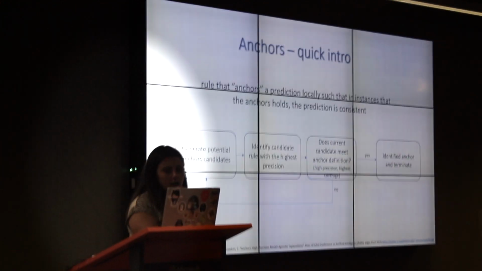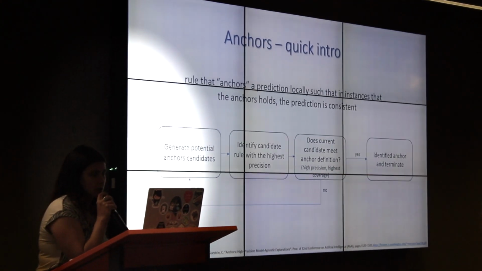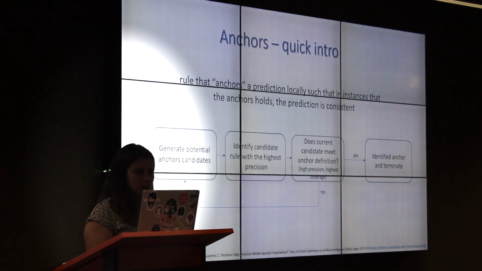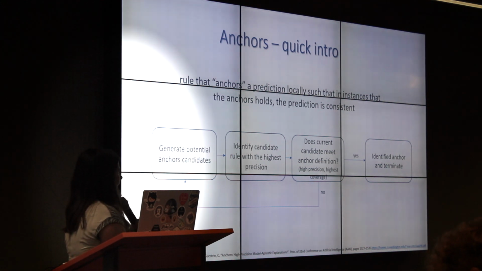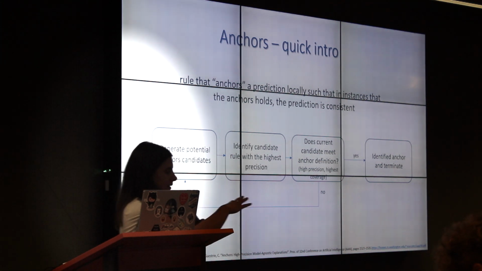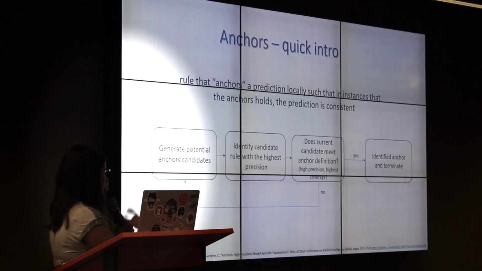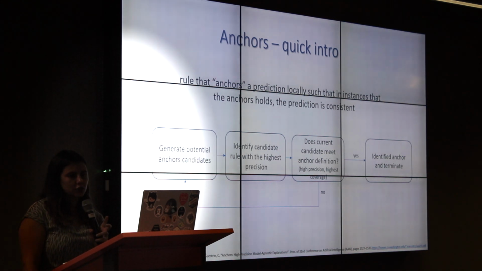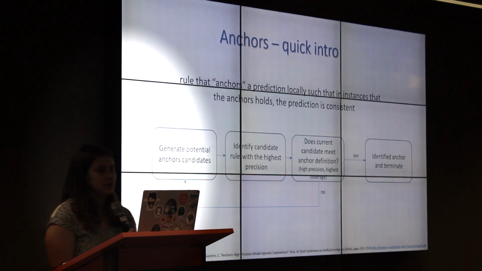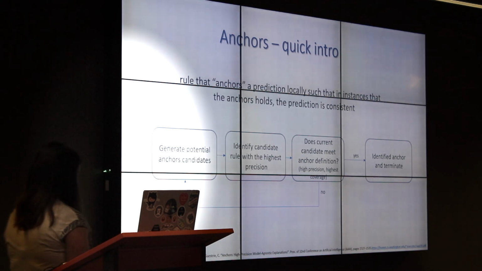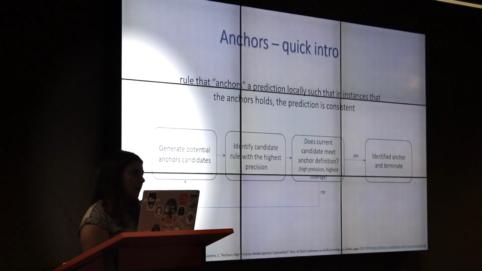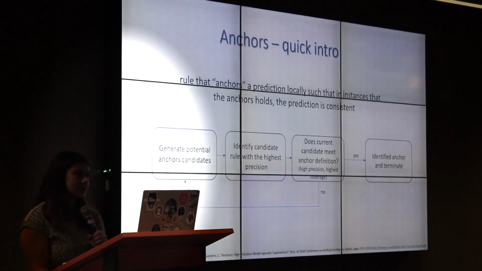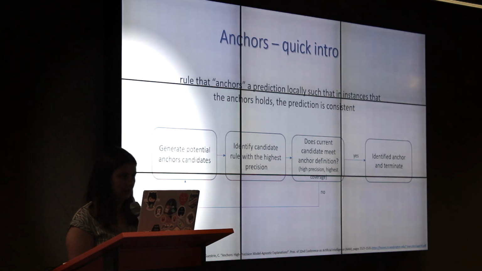So anchors. A quick introduction to anchors. Anchors is the next iteration of LIME. It's by exactly the same authors, and it's trying to take some of the problems from LIME and address those. So an anchor is a rule that essentially anchors the prediction locally, such that in the instances where the anchor holds, the prediction is consistent. In other words, if you have the presence of an anchor in your input, that means almost all the time, consistently, there's a high chance that your prediction is going to stay the same.